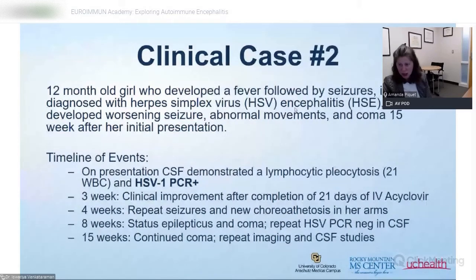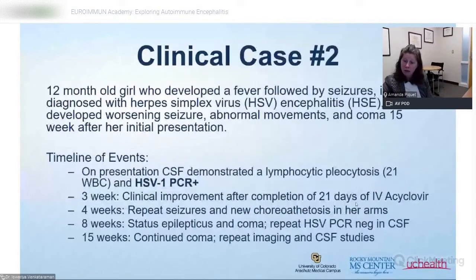When she came in, she had evidence of an inflammatory spinal fluid and a positive HSV-1 PCR on her CSF, demonstrating the presence of this virus. She was appropriately treated with 21 days of IV acyclovir. She started to have improvements over these 3 weeks, with reduction of her seizures and clearing of her mental status.